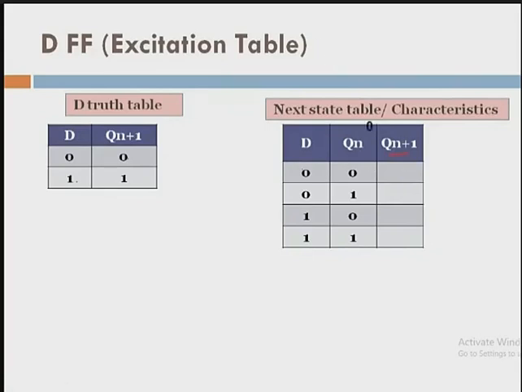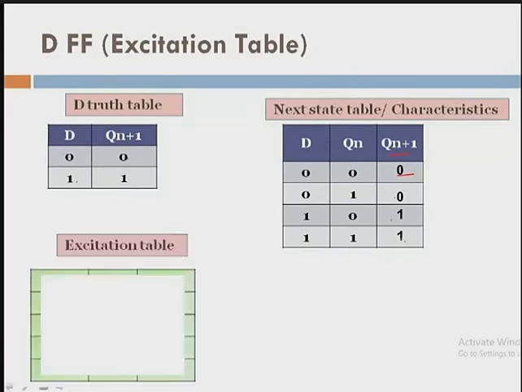So here D is equal to 0, that's why it is 0. D is again 0, then 0. D is equal to 1, then it is 1. When D is equal to 1 again, it is 1. So whatever the D column is, you can write it down as it is in the Qn plus 1.